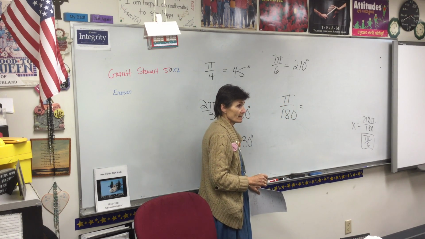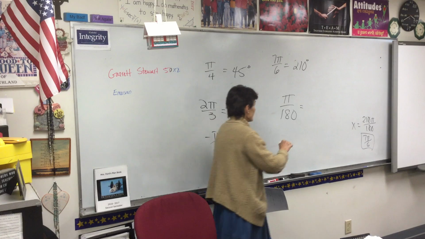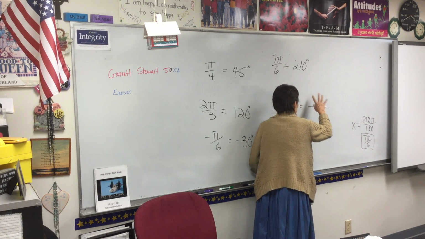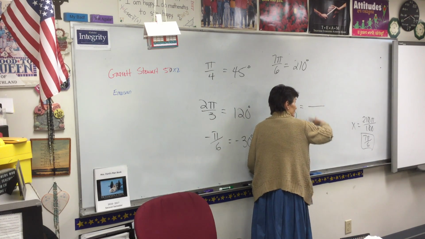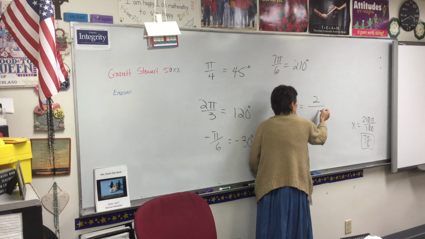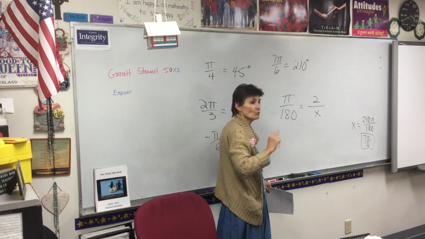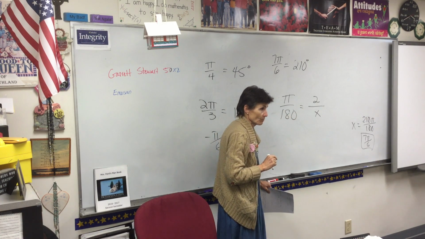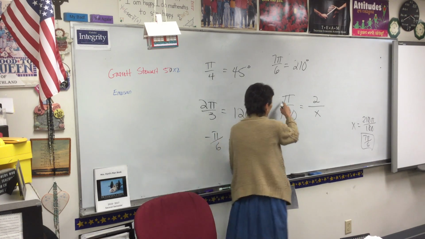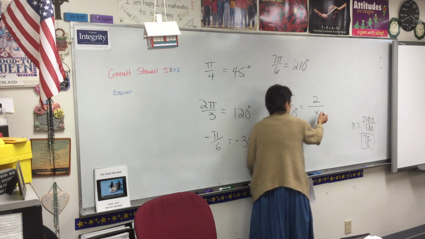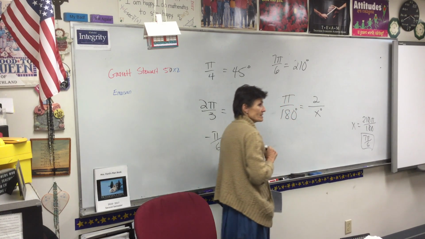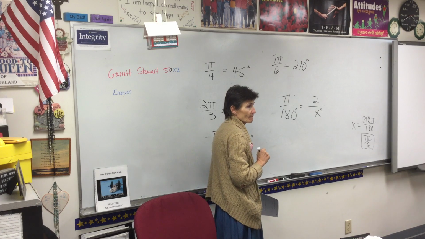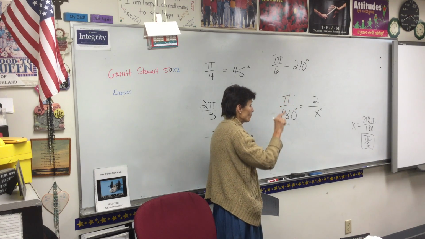Pi over 180 equals, now the 2 is going to go somewhere here. 2 over x, right? It goes on the top. Why does the 2 go on the top? Because it's the radian measure, right? And this is pi radians, 180 degrees, and aren't I trying to figure out how many degrees that is? Yeah. So this time it's 2 over x.